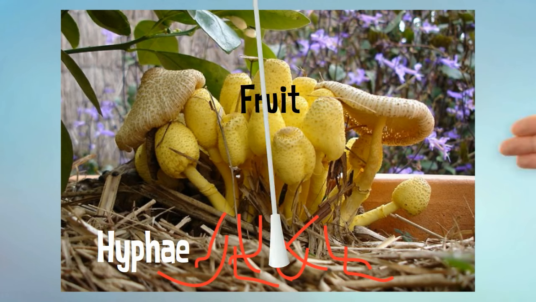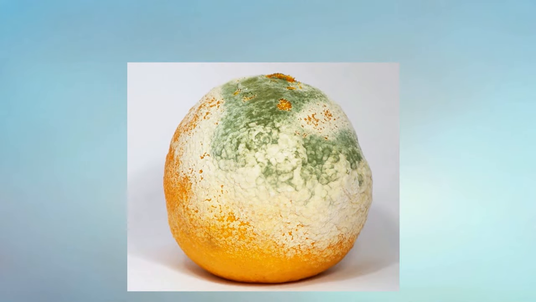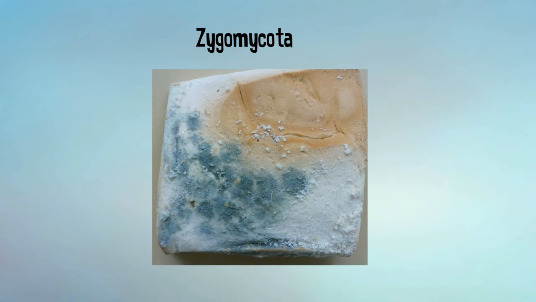There are four main types of fungi. The first is Zygomycota, and many of these fungi are molds. They produce spores on the tips of their hyphae. A common example is bread mold.